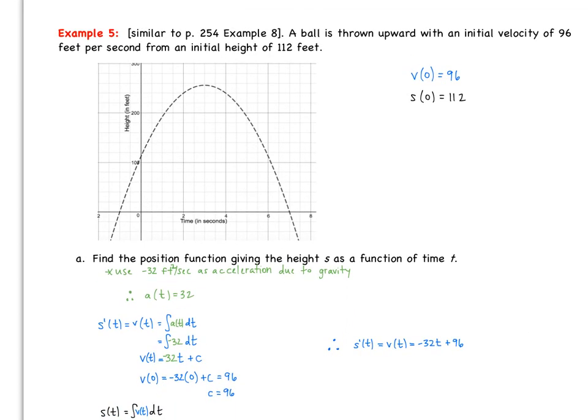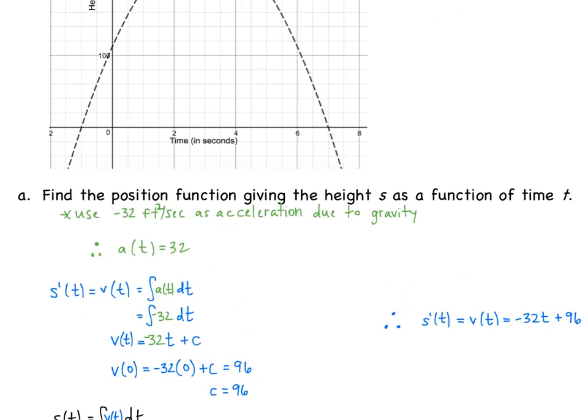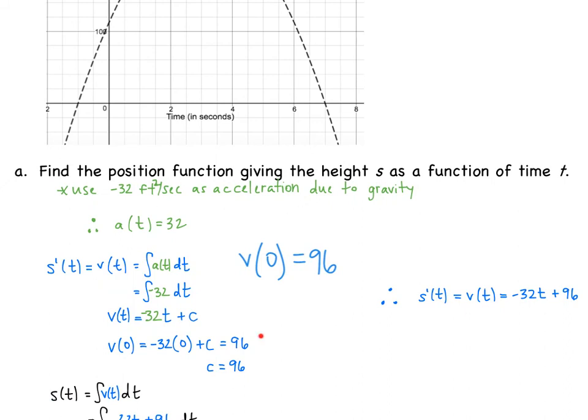The first thing we need to do is find our velocity. So we take the integral of our acceleration, and when we do, we get negative 32t plus c. Well, we know that our v of 0 was 96. That was given to us. So we use that to find our c value. When we plug in 0 for t and set it equal to 96, we get c to be 96. So our velocity function, or s prime, is equal to negative 32t plus 96.